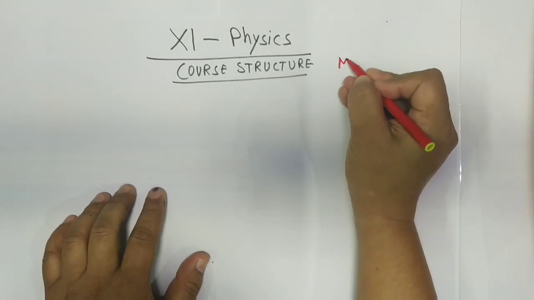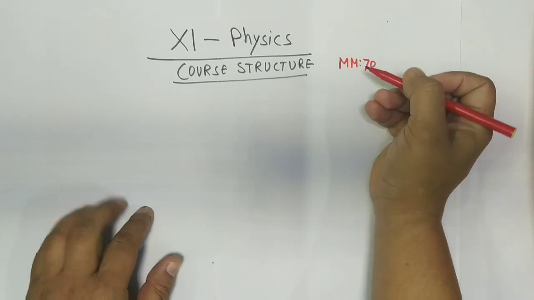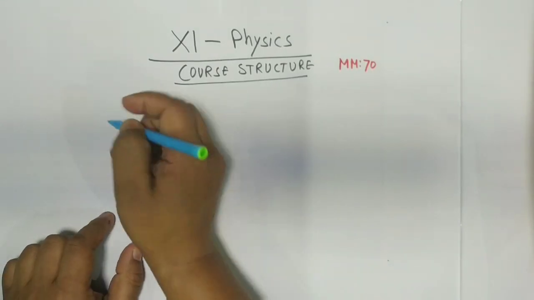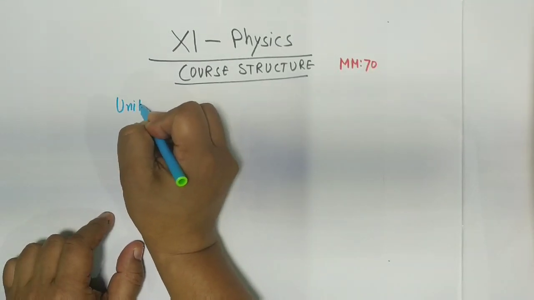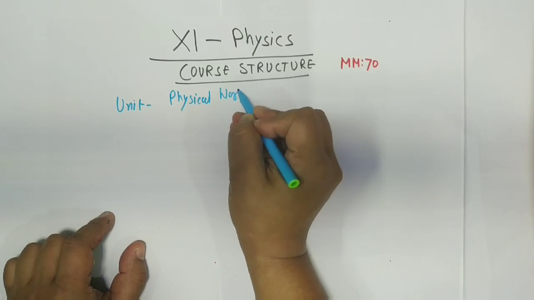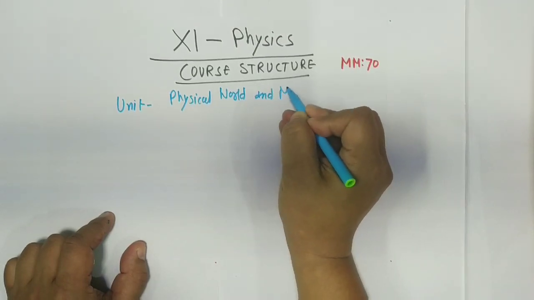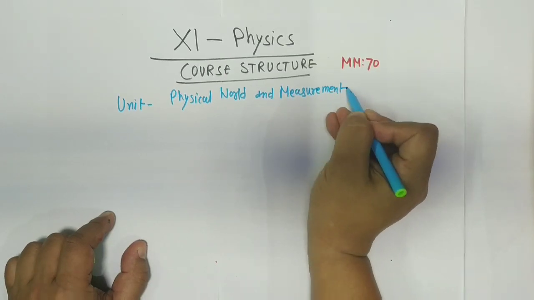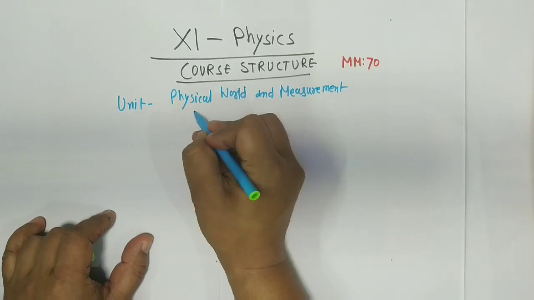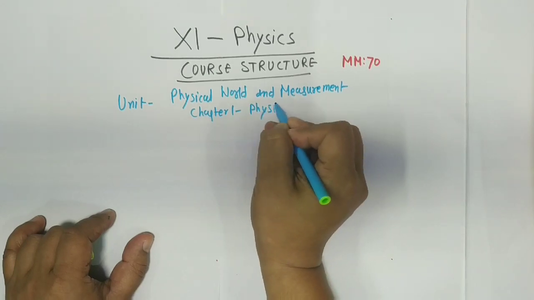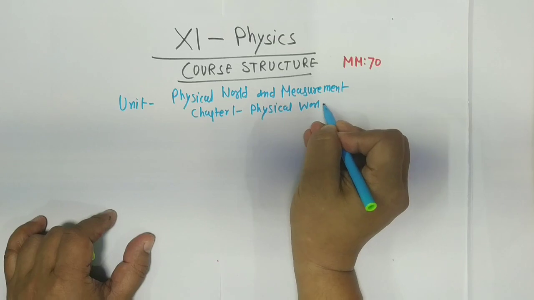You know that the paper is of maximum marks 70, and what are the units? One by one we are going to discuss. The first unit is unit 1, and that is physical world and measurement. We are going to discuss the measurement of the fundamental quantities, and it has two chapters. Chapter 1 is physical world and chapter 2 is what?